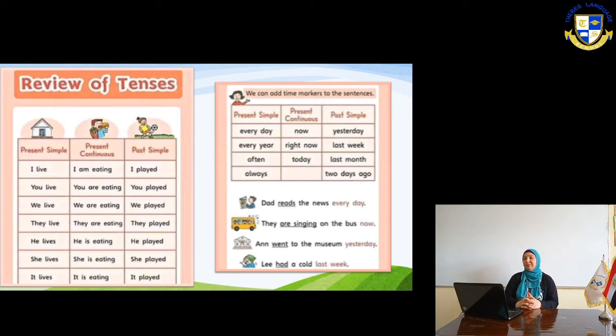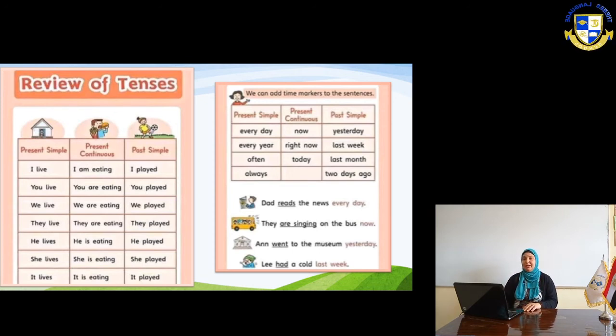Anne went to the museum yesterday. She went. I didn't say go, because go turns to went in the past. The last example is: Lee had a cold last week. Lee had a cold last week. That means that he was sick last week, but now he is okay.